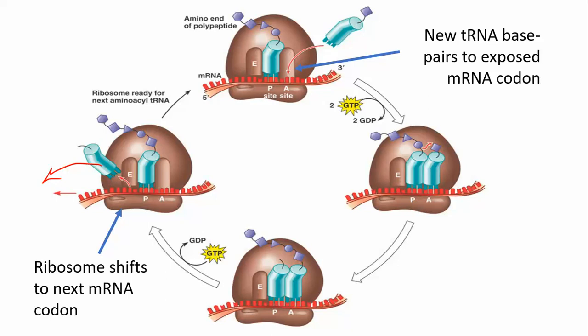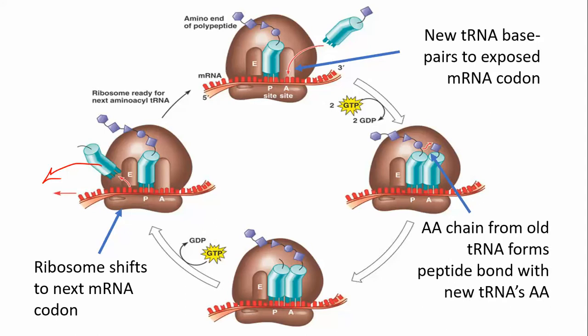Based on the mRNA codon it has, it's going to have a specific amino acid attached to it. And then the ribosome is going to take whatever amino acid chain it's already been producing, and it's going to bind it to the amino acid on that new tRNA. So you have this growing polypeptide chain, this growing chain of amino acids, and it is going to basically be transferred to the next tRNA. Notice that that step does take energy because you are forming a chemical bond.